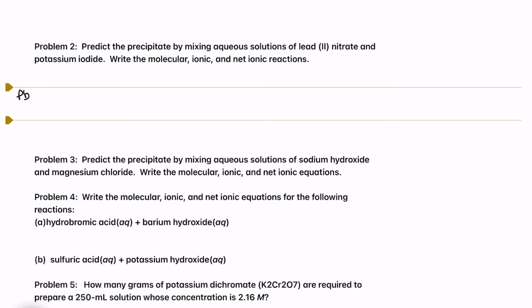So problem 2, again predicting the precipitate by mixing aqueous solutions of lead(II) nitrate and potassium iodide. We're going to again write the molecular, ionic, and net ionic reactions. So nitrates, pretty good at being soluble. We have lead(II) nitrate. We have potassium iodide. Both of which are aqueous.